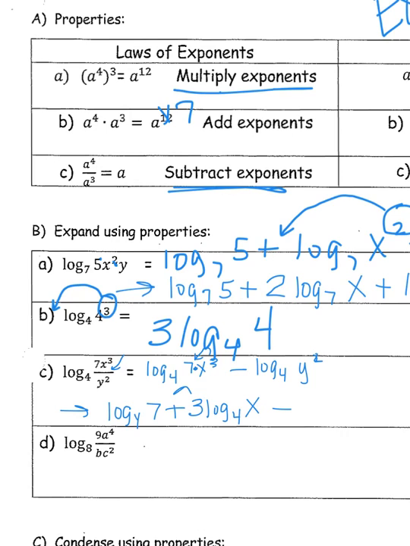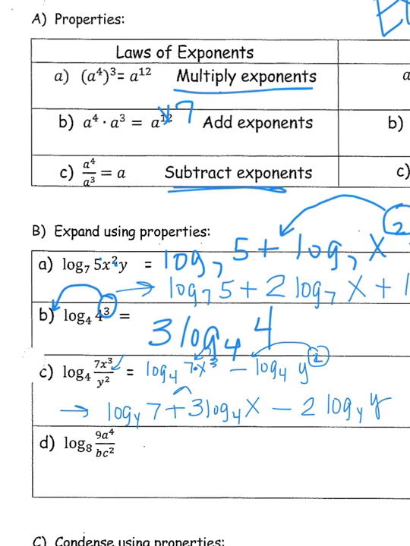We're going to bring down the subtraction sign, and then the bottom, the only thing we have is the power property, and we're going to put that down in front of the bottom log. So 2 times log the base 4 of y. And that would be the answer for letter C.